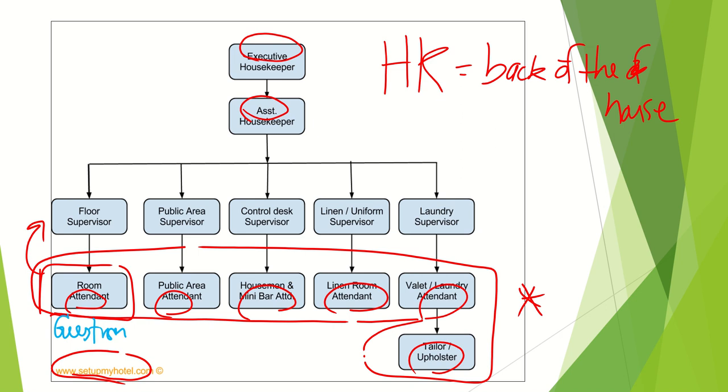Houseman and minibar attendant control everything, all equipment, and also room maintenance, minibar amenities, and the linen room. Linen takes care of the clean store, to store clean and wash clothes, and then laundry: wash, iron, clean. And there is the word valet.